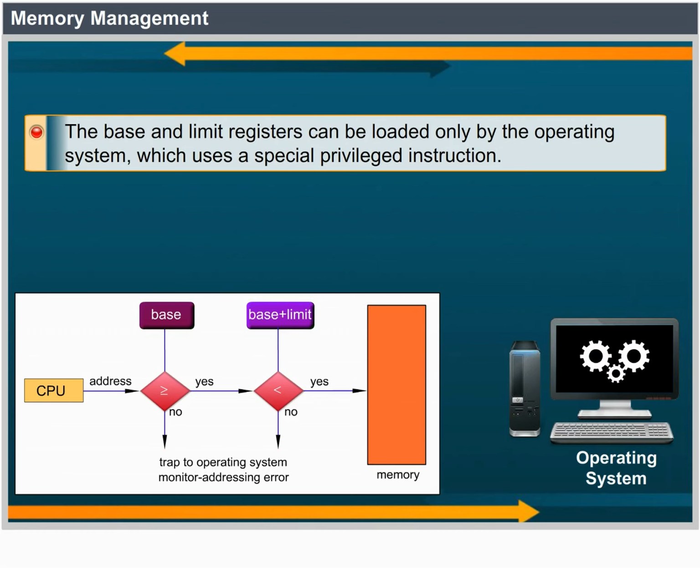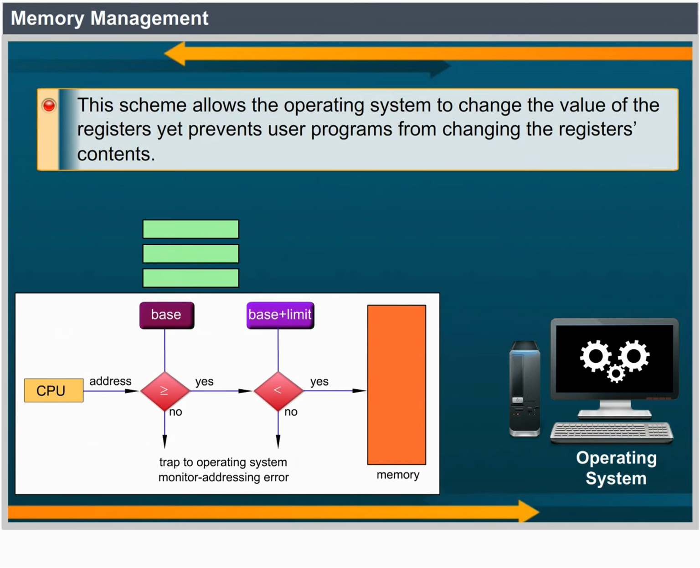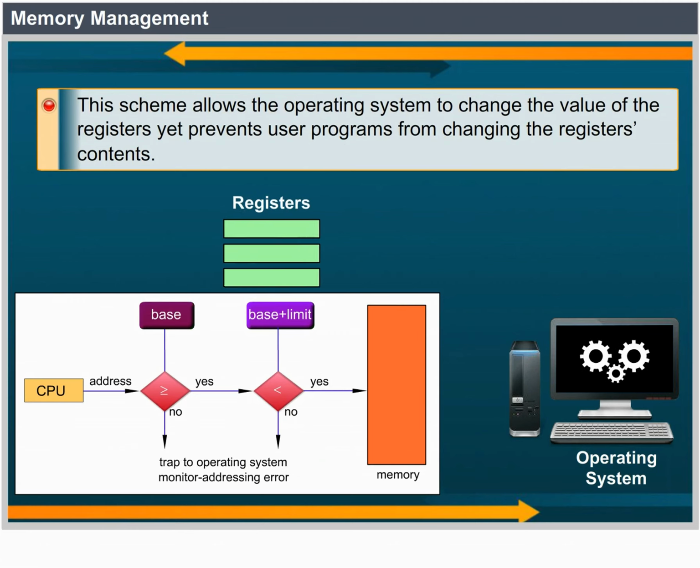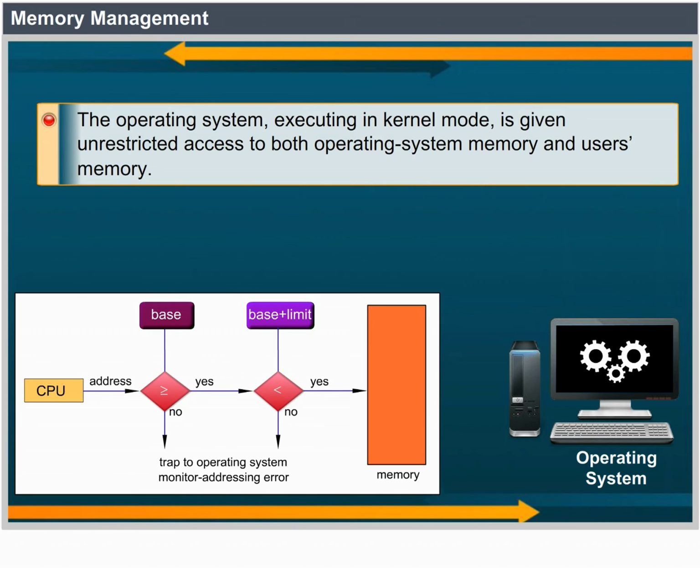The base and limit registers can be loaded only by the operating system, which uses a special privileged instruction. Since privileged instructions can be executed only in kernel mode, and since only the operating system executes in kernel mode, only the operating system can load the base and limit registers. This scheme allows the operating system to change the value of the registers but prevents user programs from changing the register's contents.